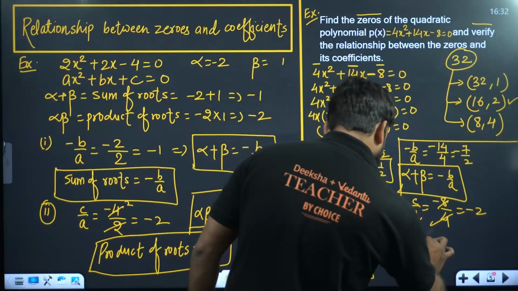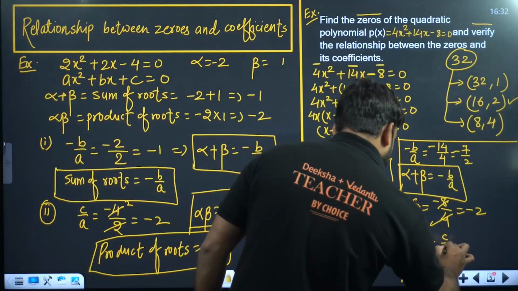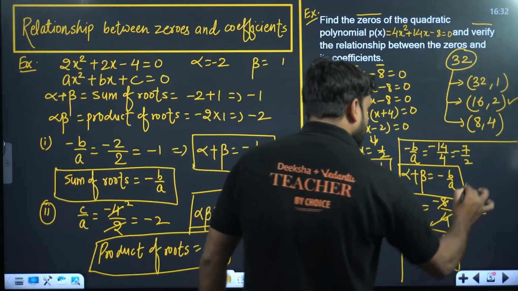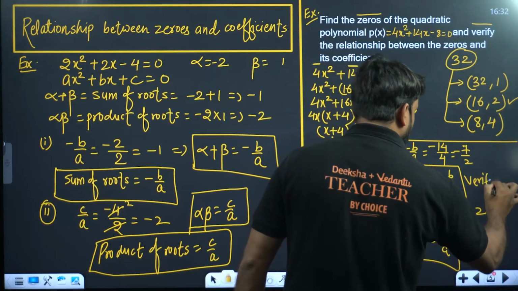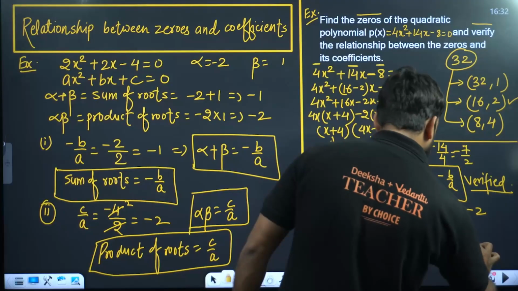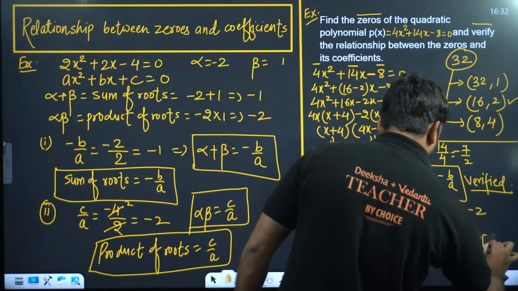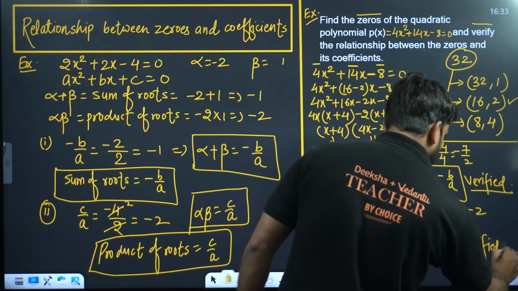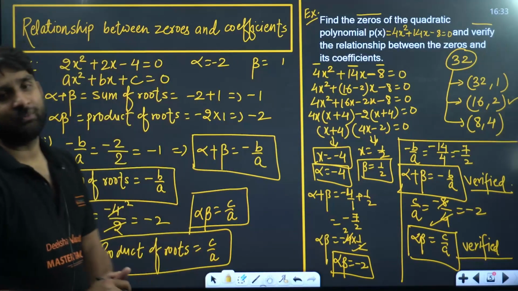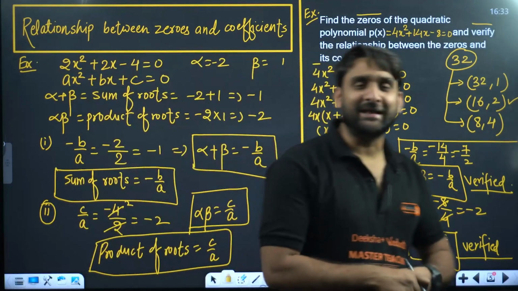Alpha into beta is equal to c by a. Verified. We can write here verified. This is verified, and this is also verified. Both are verified. I hope this is clear to you all, my dear 10th Titans.